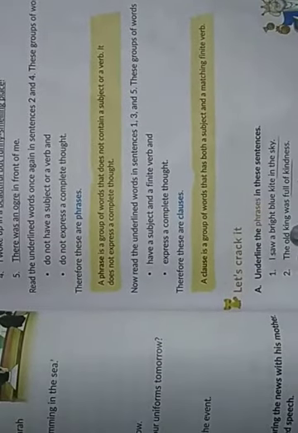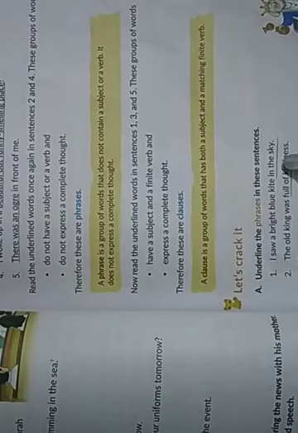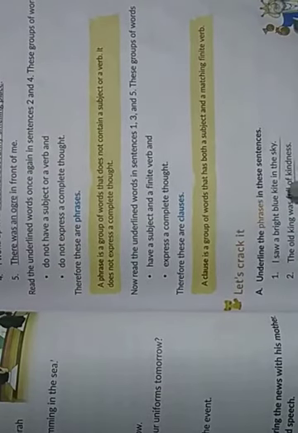Now we have a next exercise where you have to underline the phrase. Underline the phrases in these sentences. I saw a bright blue kite in the sky. Now see, in the sky is the phrase, because it is a group of words but it is not giving you the complete meaning. The old king was full of kindness.